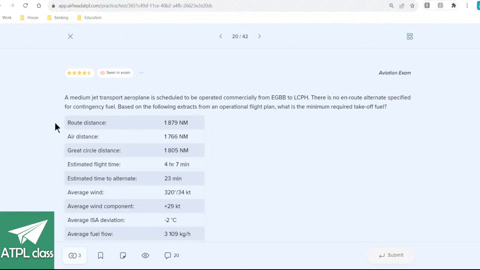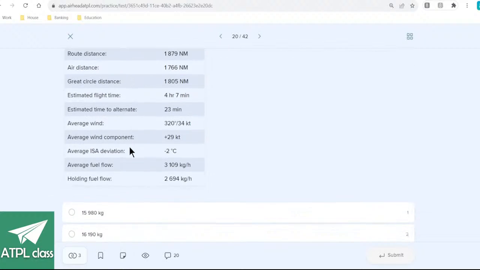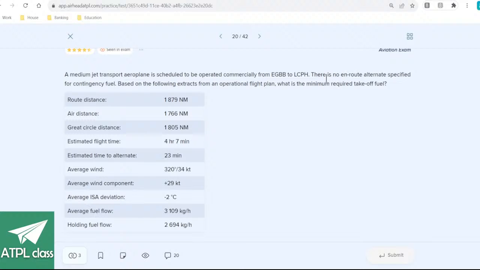A medium jet transport airplane is scheduled to be operated commercially from EGBB to LCPH, Birmingham to Prague. No, Paphos. There is no en route alternate specified for contingency fuel. Based on the following extracts from an operational flight plan, what is the minimum required takeoff fuel? There is no en route alternate specified. Okay, so we're doing no 3% contingency fuel.